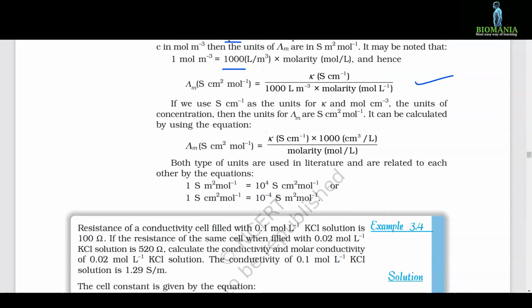If we use S per centimeter as the units for kappa and mole per centimeter cube as the units for the concentration, then the units for lambda are S cm² per mole. It can be calculated by using this equation, and both types of units are used in literature and are related to each other by the equation 1 S m² mol^-1 = 10^4 S cm² mol^-1, or 1 S cm² mol^-1 = 10^-4 S m² mol^-1.